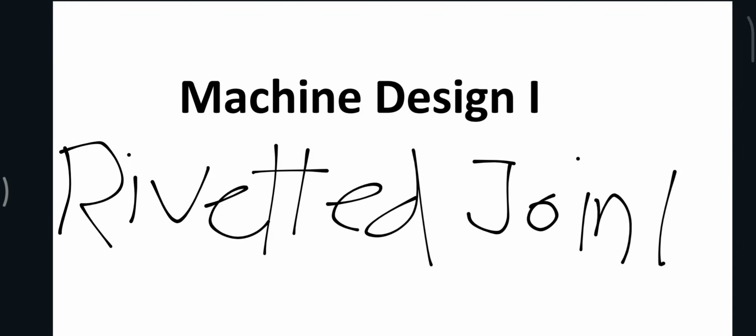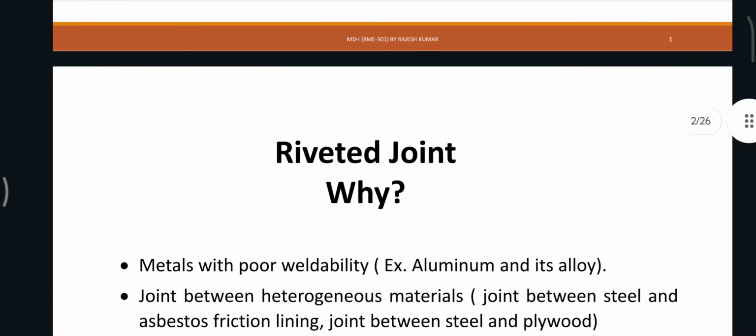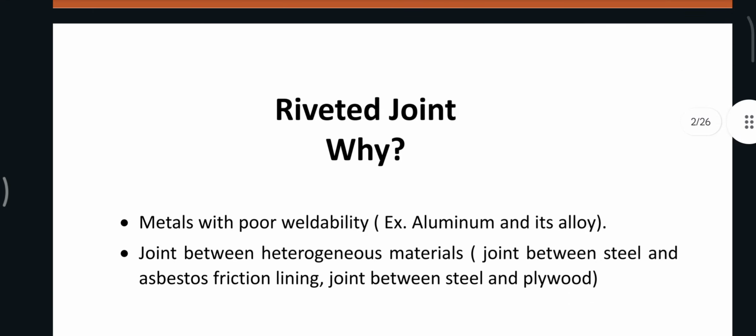Machine design first. Riveted joint. Why? Material with poor weldability. Example, aluminum and its alloy. Joint between heterogeneous material. Example, joint between steel and plywood.